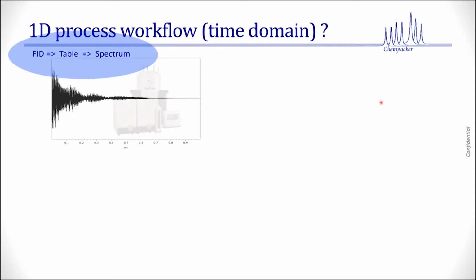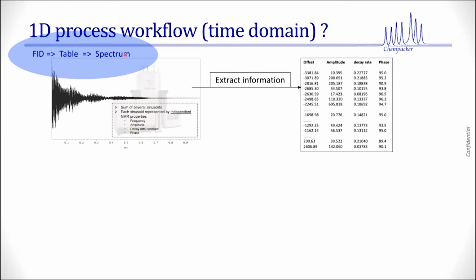I just showed you an example of amplitude information or integral information. What if we turn that thing around? What if we take the FID, we go to table, and then we go to spectrum instead of FID to spectrum to table? Because we just pointed out that FID and spectrum have exactly the same information content. They are just a Fourier transform counterpart.